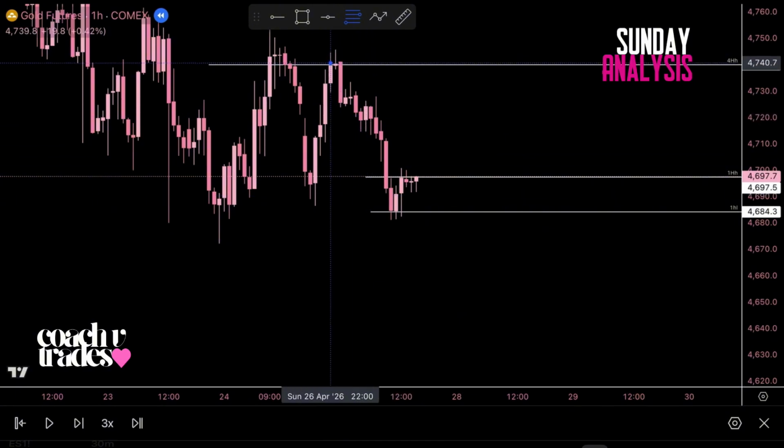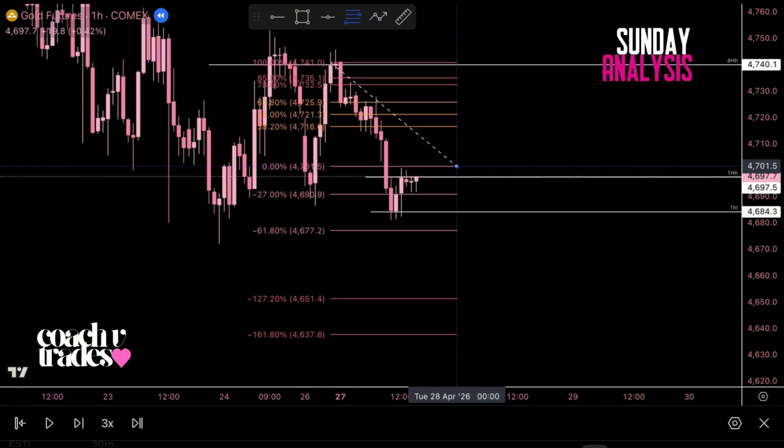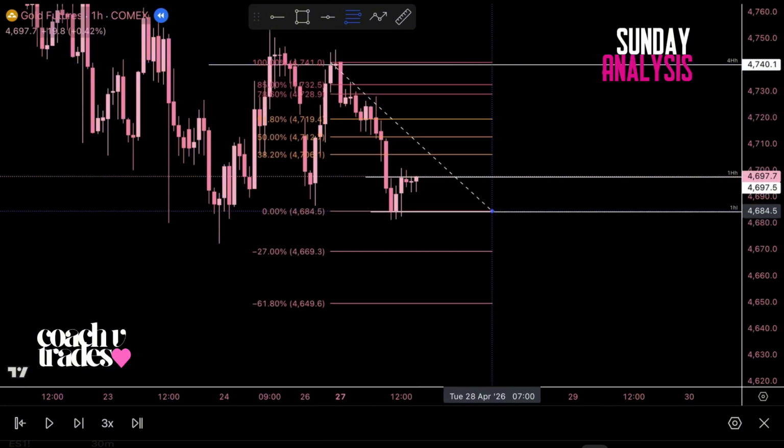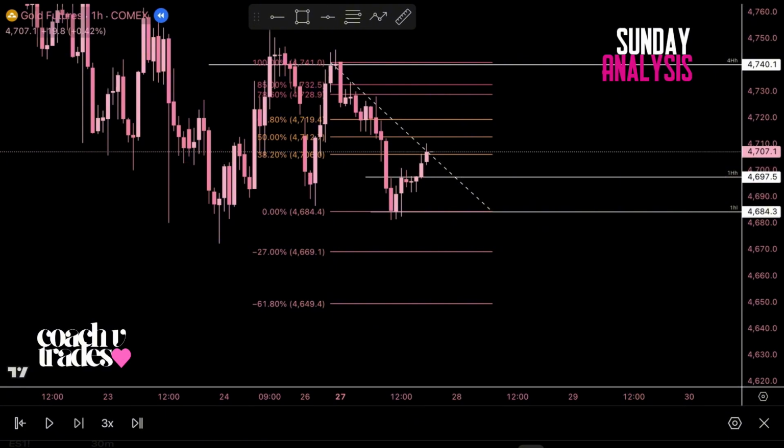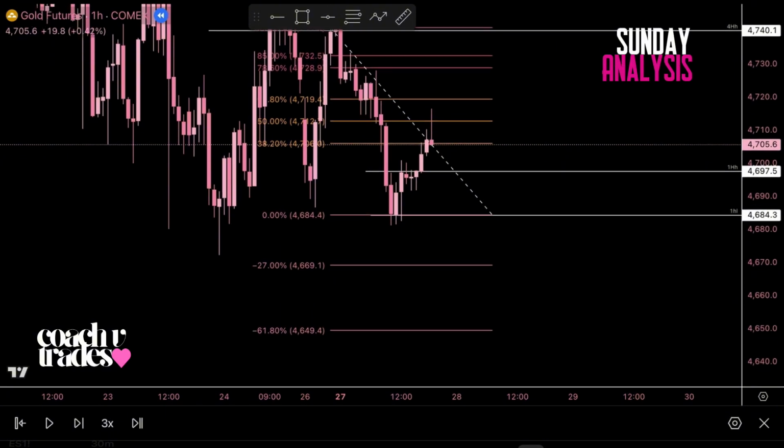So I'm going to grab my Fibonacci tool. I'm going to go from the top to the bottom of my indication, and I'm going to patiently wait for price to pull back to one of my Fibonacci levels. As you can see, price started to push up, and then it began to reject at the 38. No, it started to reject at the 50%.